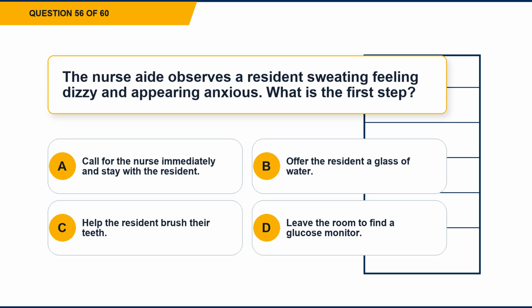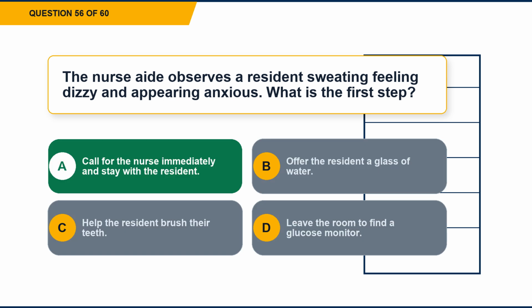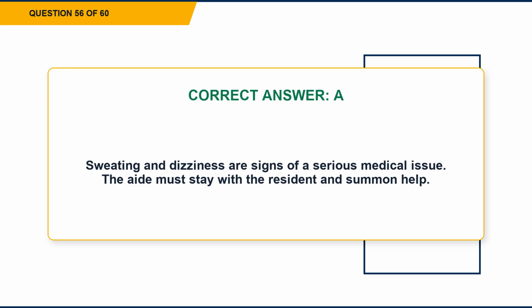Question 56. The nurse aide observes a resident sweating, feeling dizzy and appearing anxious. What is the first step? Option A. Call for the nurse immediately and stay with the resident. Option B. Offer the resident a glass of water. Option C. Help the resident brush their teeth. Option D. Leave the room to find a glucose monitor. The correct answer is option A. Call for the nurse immediately and stay with the resident. Explanation. Sweating and dizziness are signs of a serious medical issue. The aide must stay with the resident and summon help.